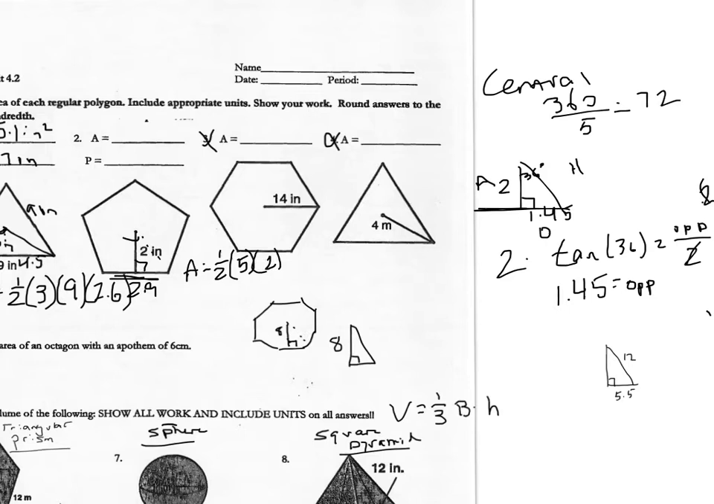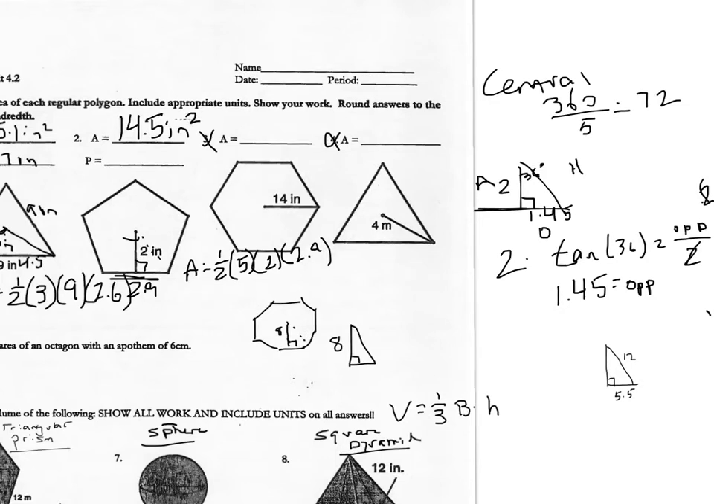The apothem was given, which is 2, and the side length is 2.9. Multiply all that together: 1/2 times 5 times 2 times 2.9, and I get 14.5 inches squared. So we have the area.